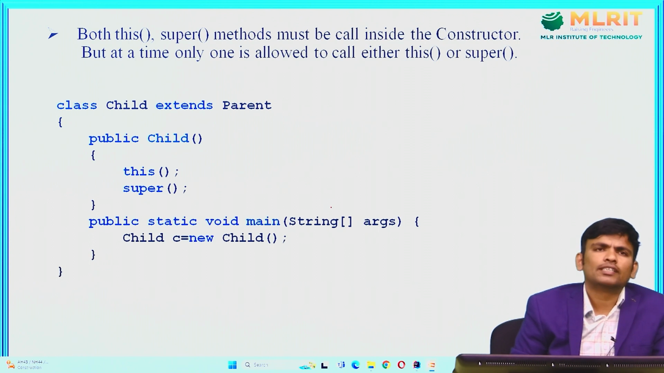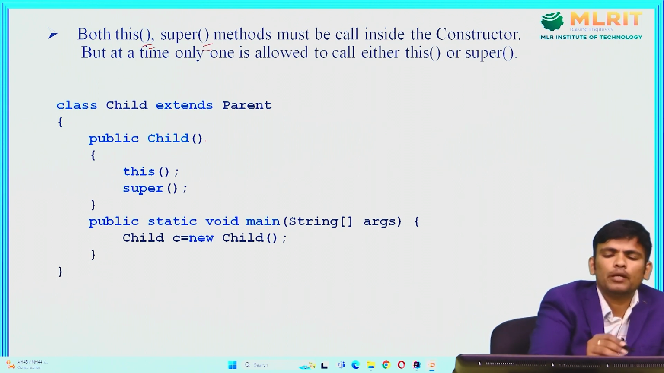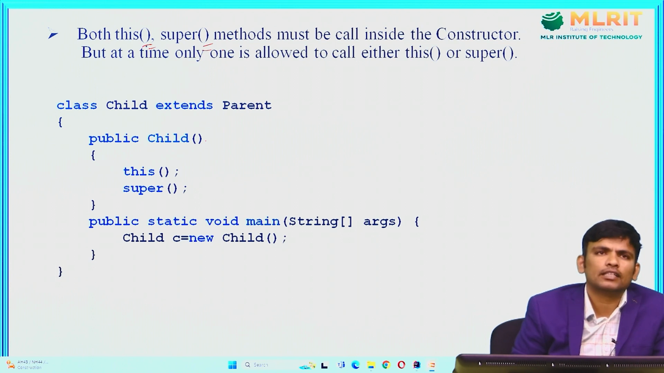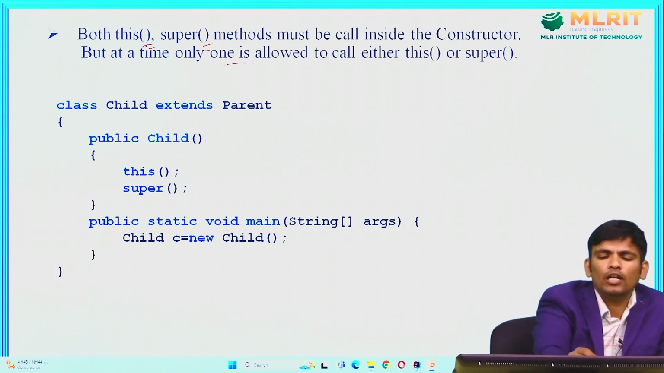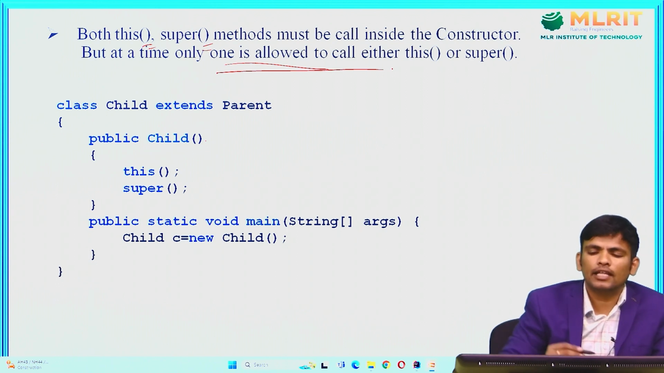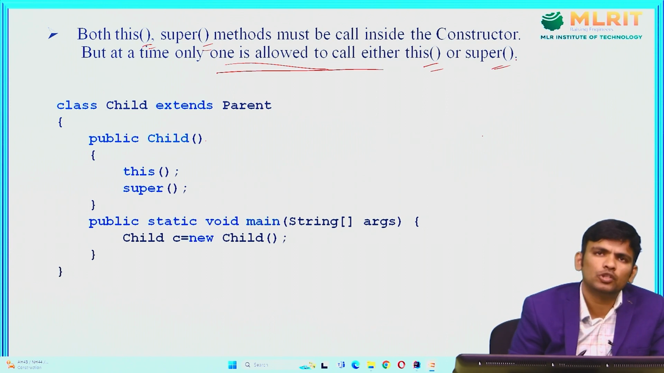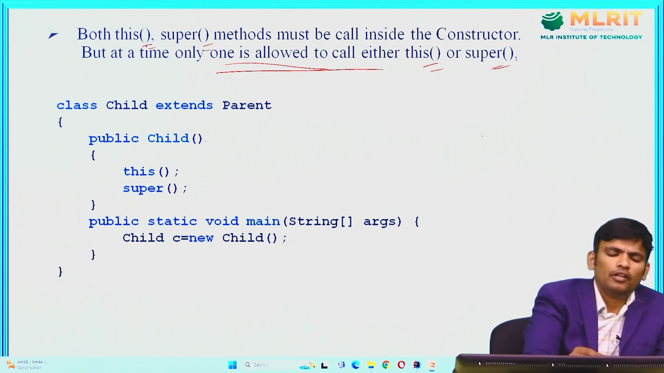Next, as I mentioned, this method and super method must be called inside a constructor, but at a time only one is allowed, either this or super. Simultaneous usage of this method and super method is not possible. Either you can use this method or the super method. Here you can see we are writing the this method first and the super method in the next statement, so it violates the rule.